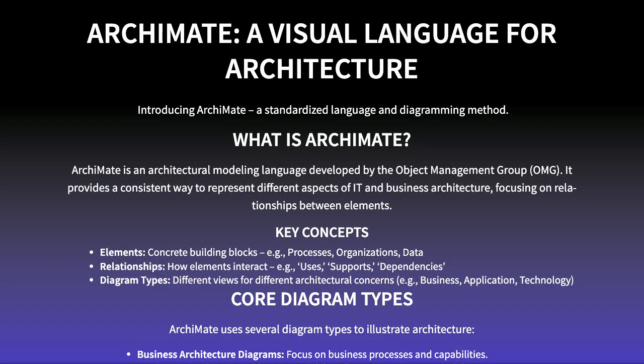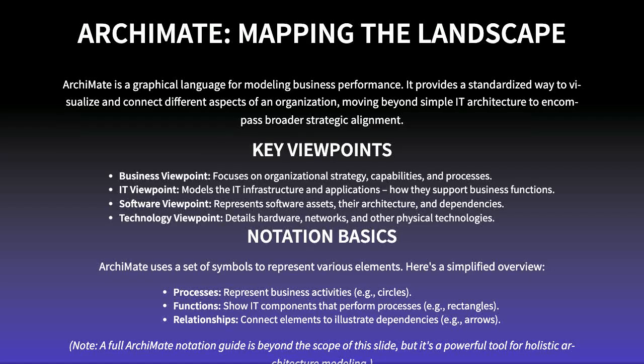Okay, let's talk about ArchiMate. Think of it as a visual language specifically designed for architecture, whether you're looking at your business processes, the way your applications are built, or even the technology infrastructure supporting everything. It provides a standardized way to represent all those different aspects and how they relate to each other. Essentially, it uses building blocks called elements like processes or organizations, and then defines how these elements connect through relationships like uses or supports. There are also different diagram types you can use depending on what area of architecture you're focusing on.